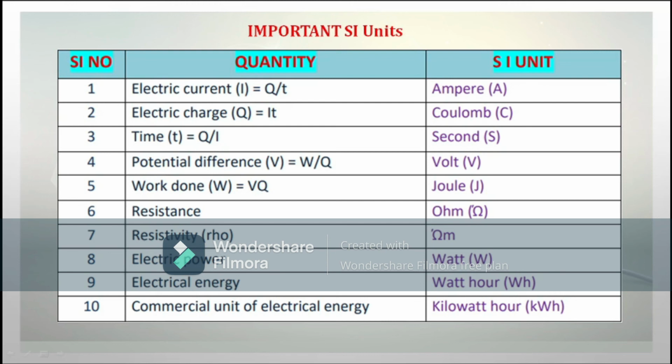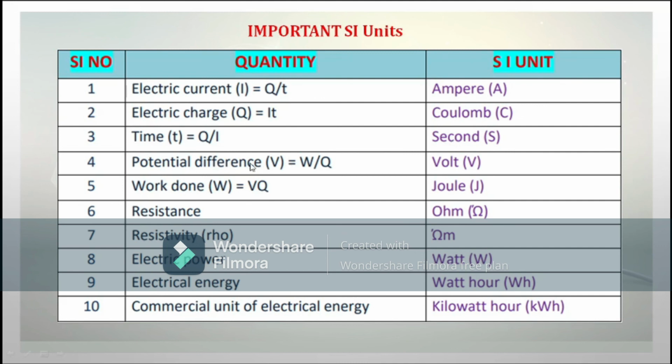Now we will just discuss the important SI units. To start with, electric current, that is I, its equation is Q by t. The SI unit of electric current is ampere, denoted by the letter A. Next is electric charge, denoted by the letter Q. It is calculated by multiplying I into t, that is current into time. Its SI unit is coulomb. And from this we can calculate time also. Time is equal to Q by I and its SI unit is seconds.